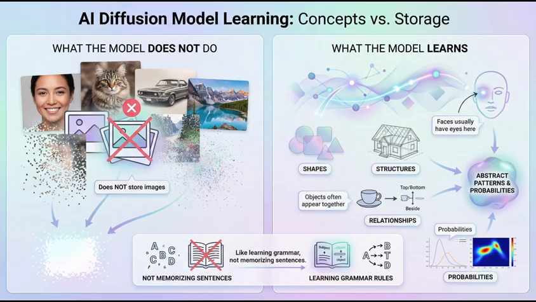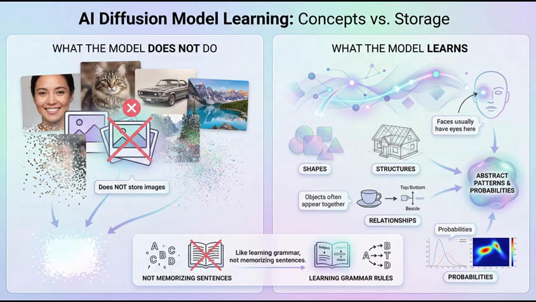This slide explains an important concept that is often misunderstood. The model does not store images in memory. During training, the model never saves photos that it has seen. Instead, it learns patterns and relationships. It learns what shapes look like. It learns what objects look like. It learns how parts of an image relate to each other. For example, it learns that faces usually have eyes in a certain position.